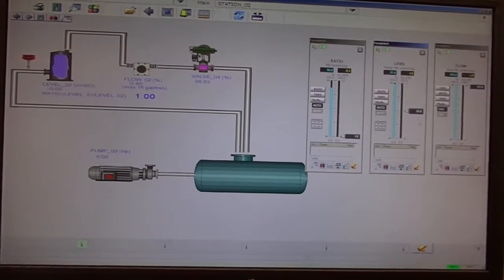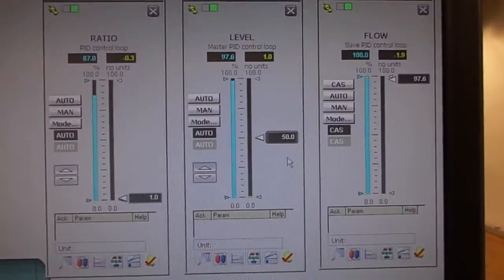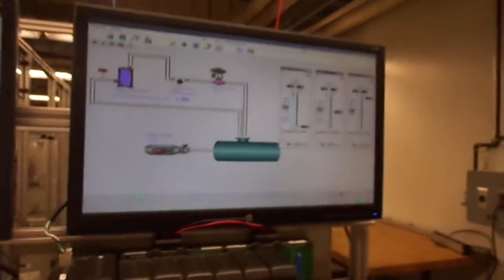Here are the faceplates for the ratio, level, and flow. We can change the level of the first tank in there and monitor both the ratio and the flow.